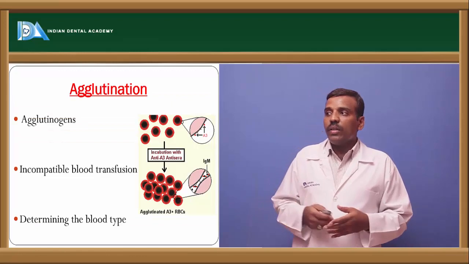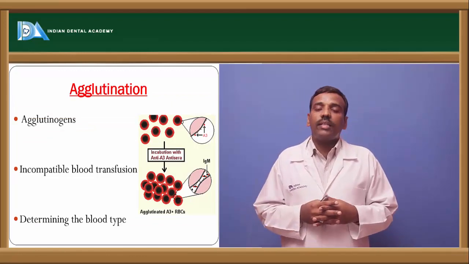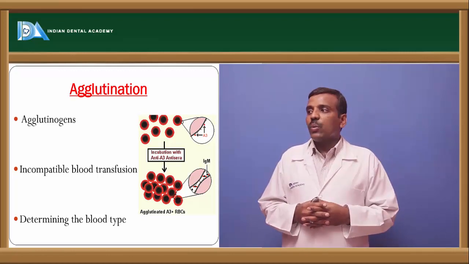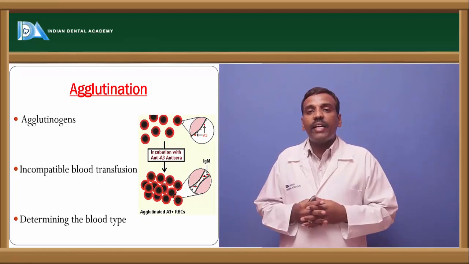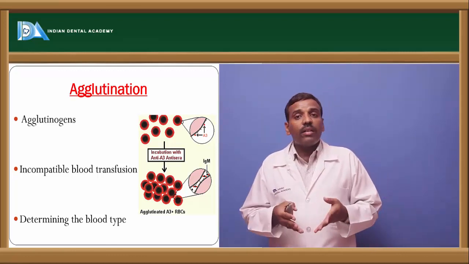And come to the agglutination, that is by the presence of agglutinogens and agglutinins, antigens and antibodies. This is mainly important in case of incompatible blood transfusion and determining blood groups.